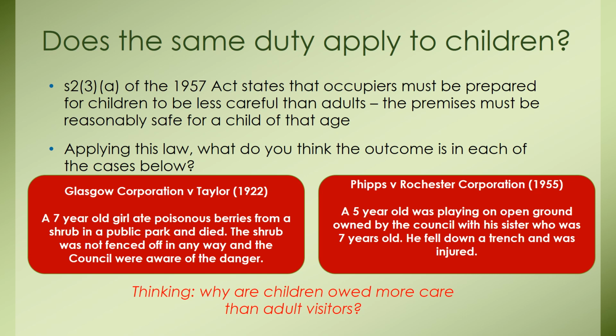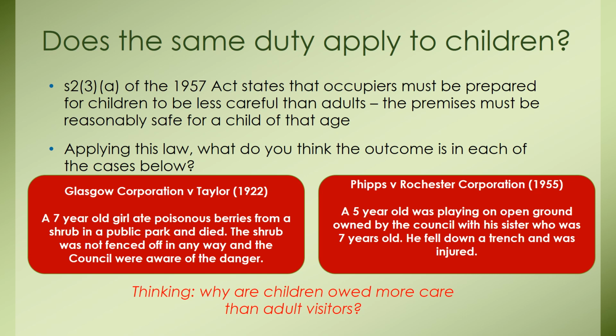So hopefully you've paused and had a look at that. In Glasgow Corporation, the corporation was actually liable. The court held that the berries were alluring to children, and therefore they should have taken more care to fence them off or cut them down. And the fact that they were aware of that danger would have obviously added, in terms of the facts, to the strength of Taylor's case.